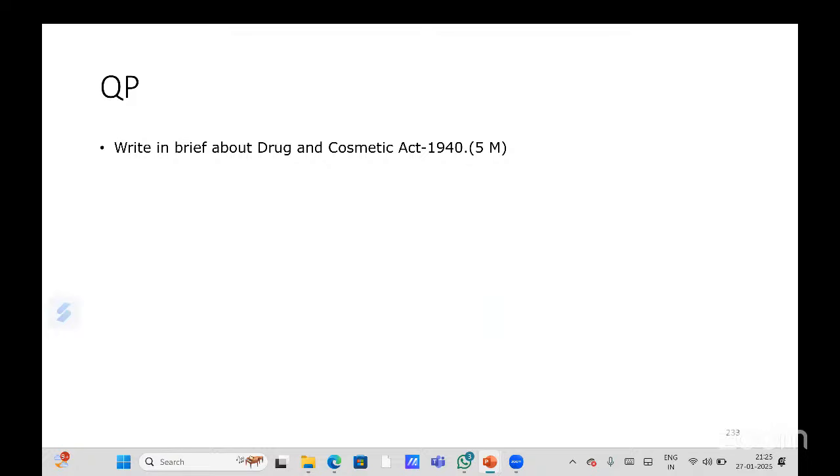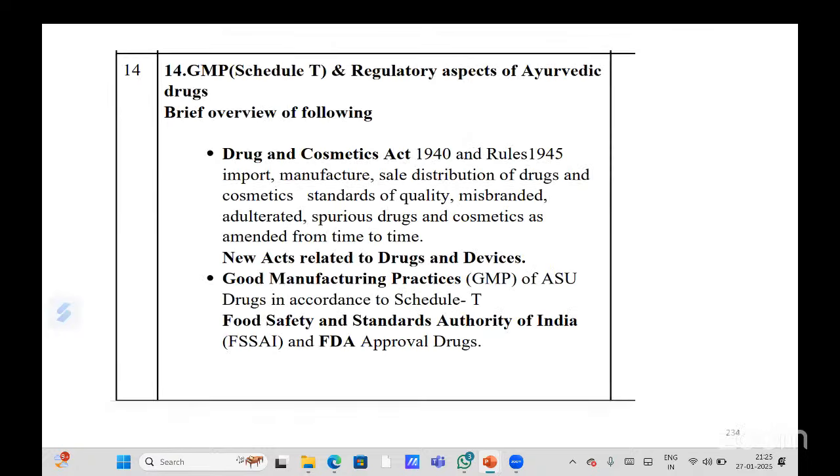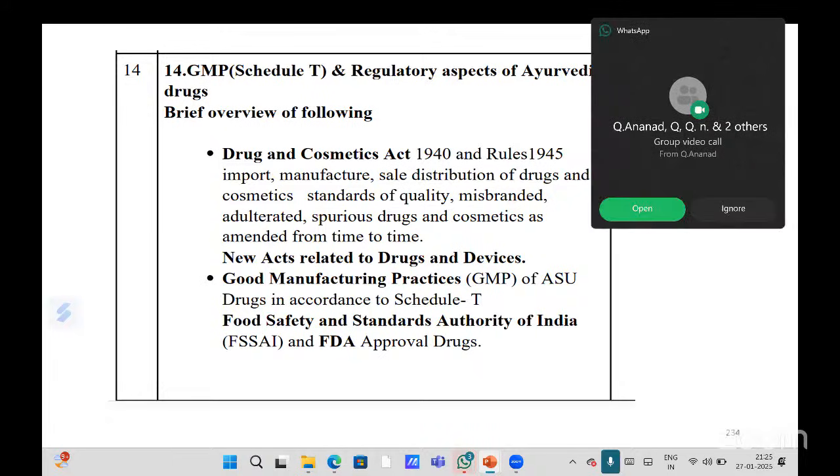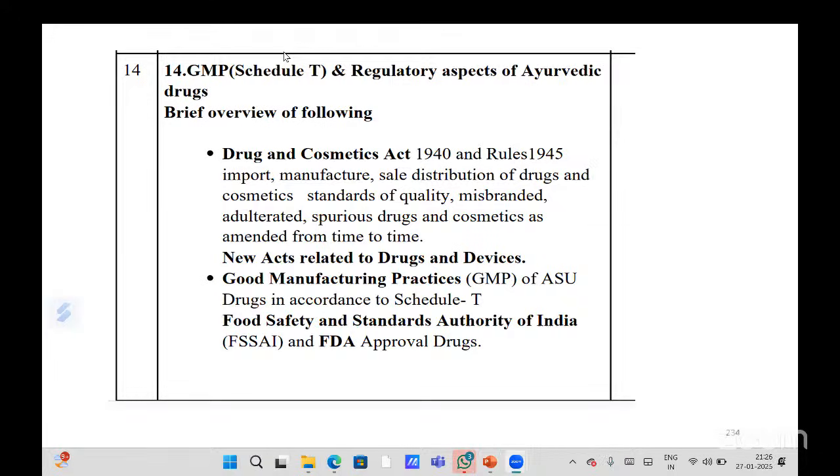Here we have the D and C Act, Drug and Cosmetic Act 1940 rules, new acts related to drugs and devices, and GMP. GMP as per Schedule T, you have to write. So you may get such questions like describe the D and C Act for 5 marks, or write GMP as per Schedule T. You may get such questions.